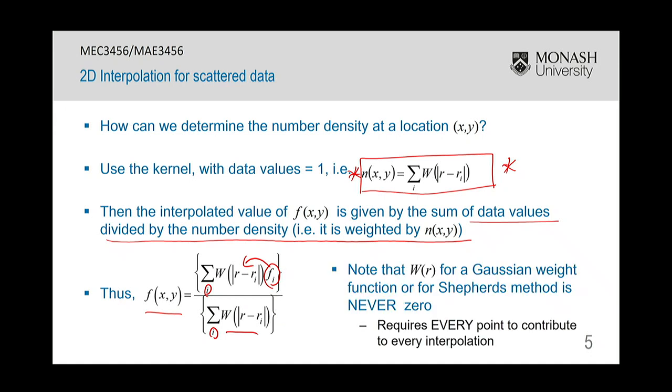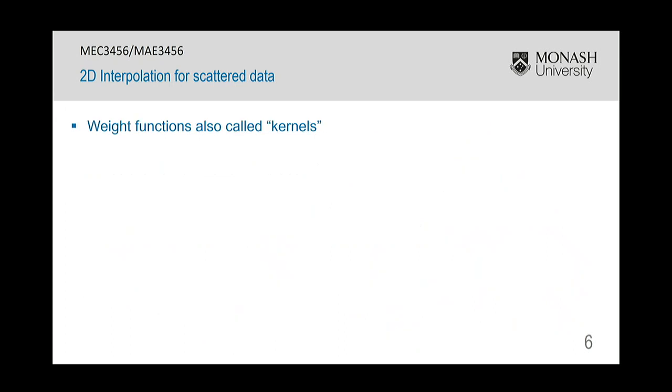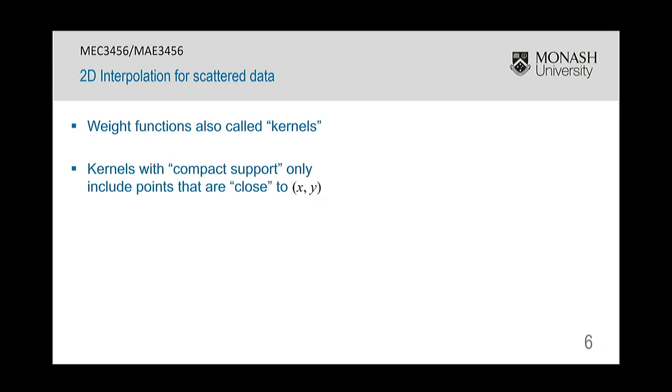Note that W of r for a Gaussian, and indeed for Shepard's method, is never 0. It requires that every point that we have contributes to every interpolation, and this can be pretty expensive if we have a lot of data points. As I mentioned previously, weight functions are also called kernels, so I might use the expression kernel and weight function interchangeably. Kernels with compact support only include points that are close to x and y.